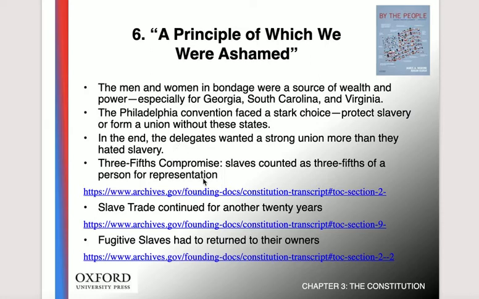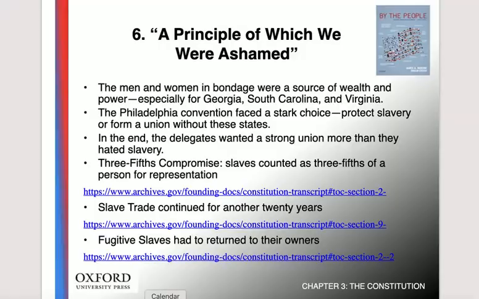Then the sixth challenge is the principle that we are most ashamed of. Men and women in bondage were a source of wealth and power, especially in Georgia, South Carolina, and Virginia. And I'm talking about slaves here. The Philadelphia Convention faced this stark choice. Were they going to protect slavery or form a union without these states? So the slave-owning states did not want to give up their slavery.